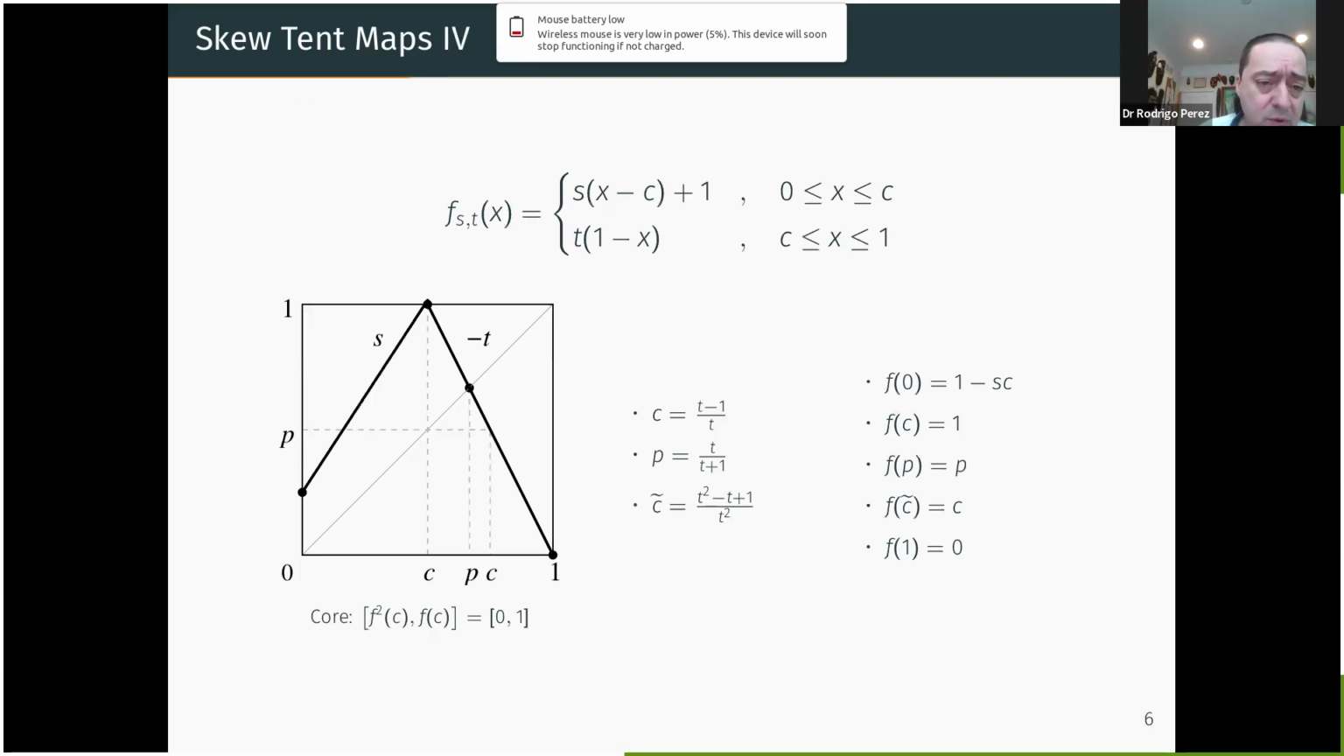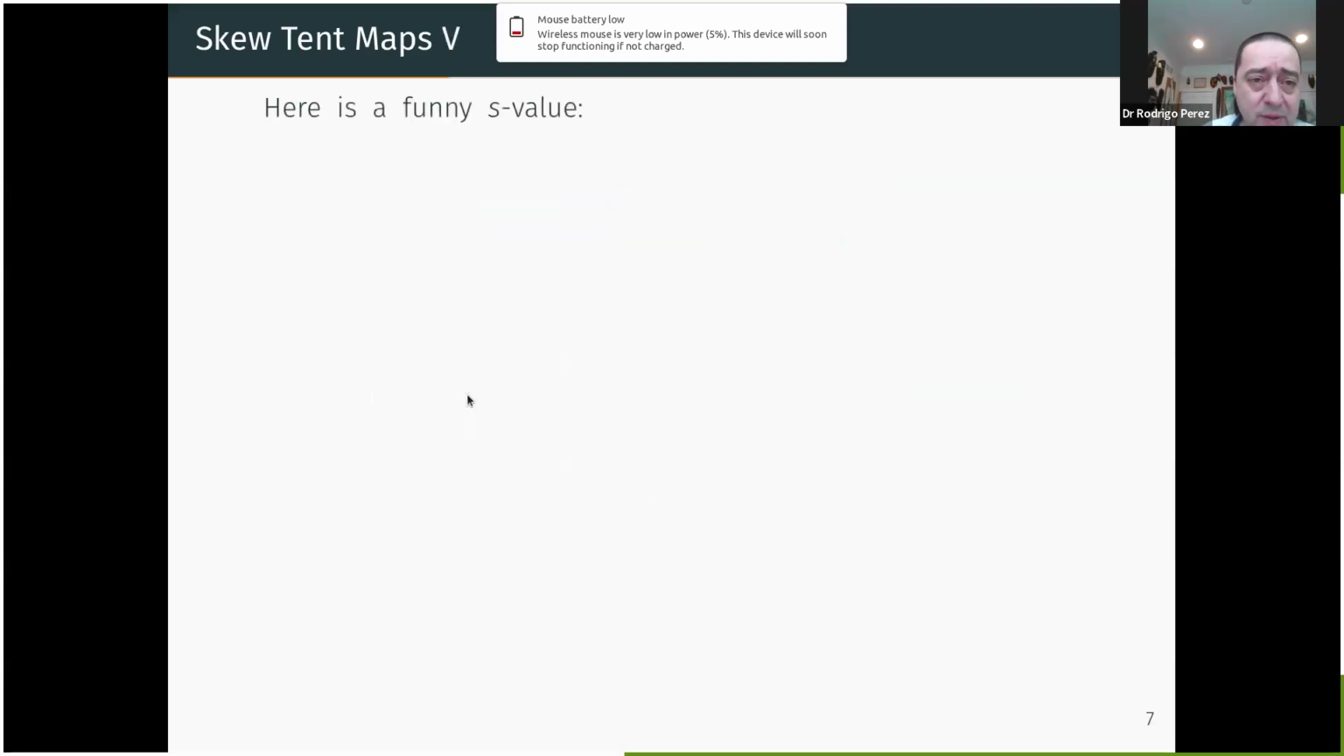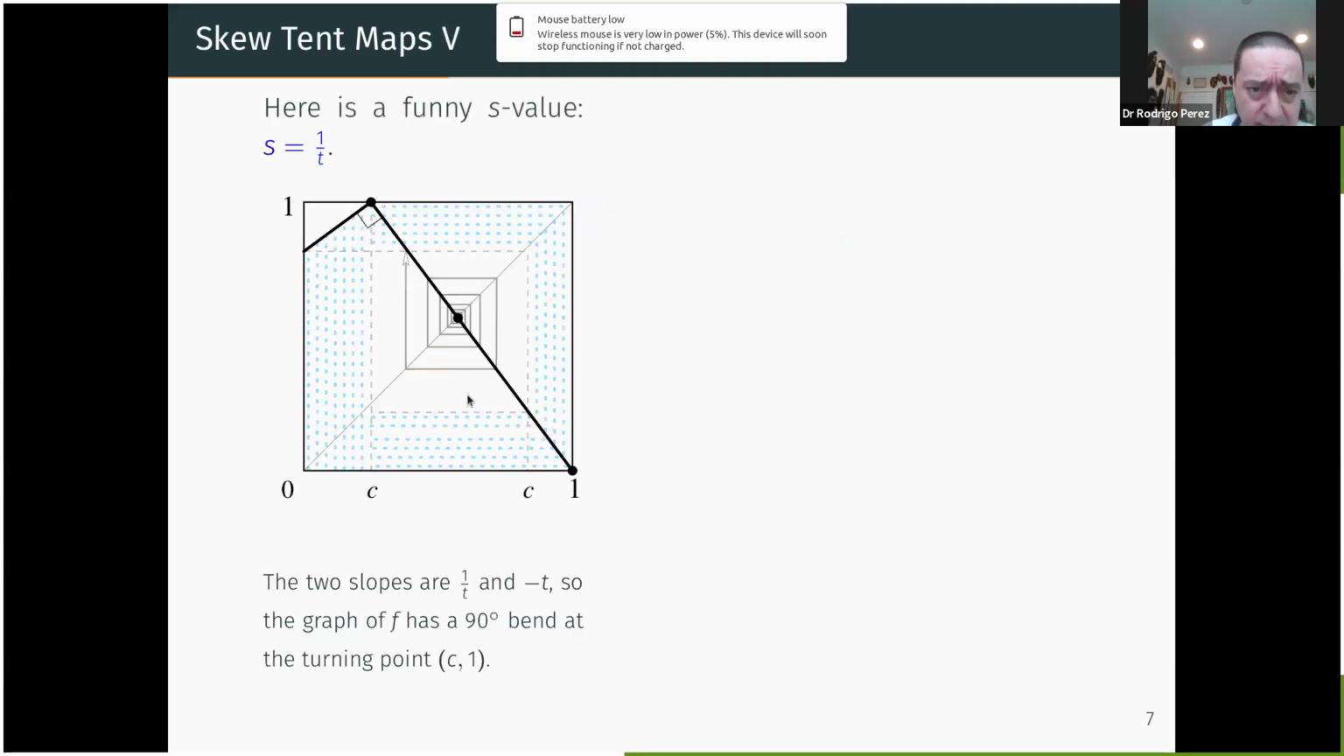And one more comment. For the tent map to be mixing, we are going to need that the image of 0 is lower than the fixed point. Let me illustrate that. Here's a tent map that is not expanding because this slope is less than 1. However, the slope is 1/T, and since this slope is -T, that's a 90-degree angle. So it's a weird, nice tent map.